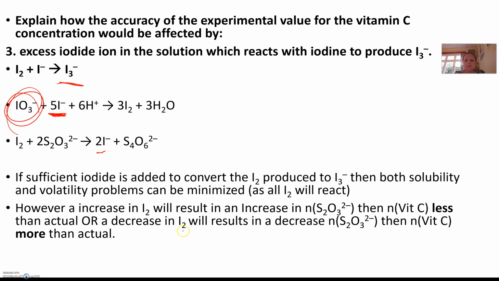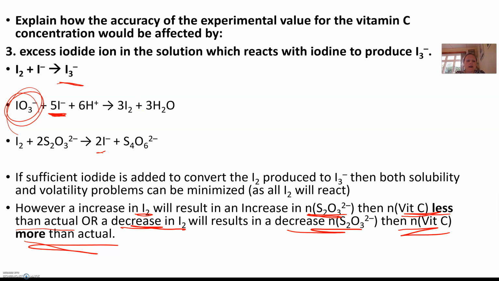Unfortunately, it can increase the amount of I2, which can increase the amount of thiosulfate, and then the Vit-C ends up less than actual. Or it could cause a decrease in I2, which causes a decrease in this, and then Vit-C is more than actual. So this can actually be problematic, depending on which way of these reactions you talk about.